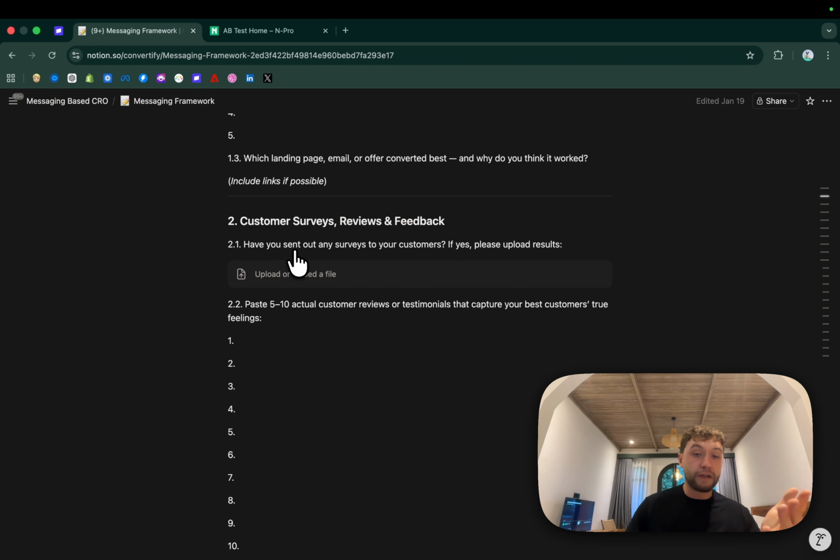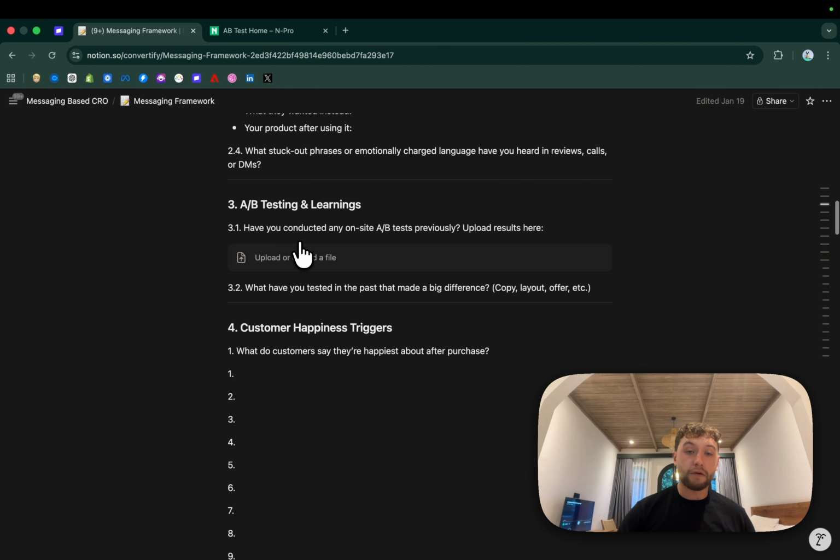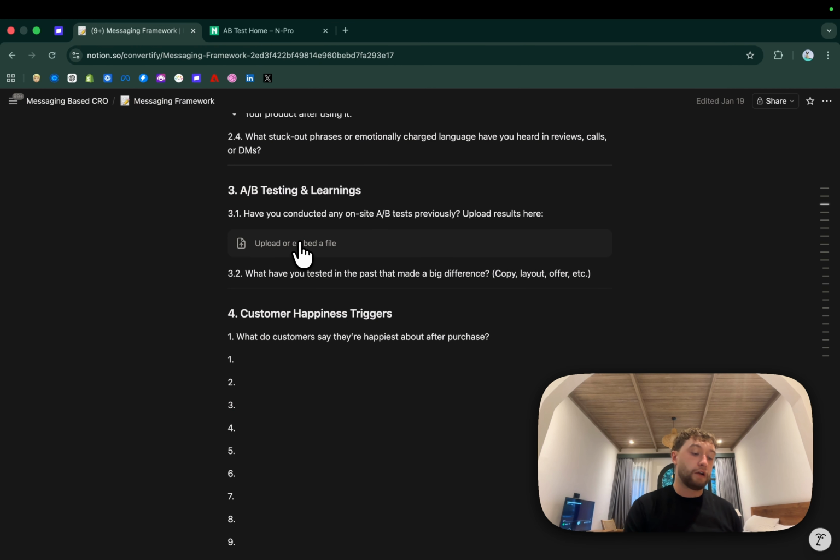A really good thing for your surveys, if you do want to send one out, is to ask people, was there anything that made you almost not buy, and list out 5 or 6 options, and then give an option for them to add text as well, because one of the main things you're trying to do is overcome objections. Then if you have run A/B tests before, you can put all your learnings down in there. And then customer happiness trigger.